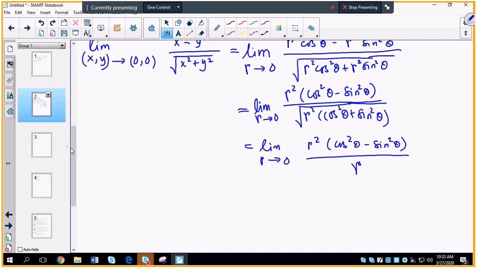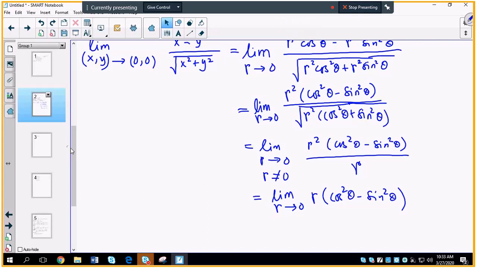Remember, r is approaching 0, so r is not equal to 0. So what I can do is algebraic manipulation and say this is the limit as r goes to 0 of r times (cosine square theta minus sine square theta). Now cosine square theta minus sine square theta is bounded. I know that these values cannot be infinity, so finite for sure, always.